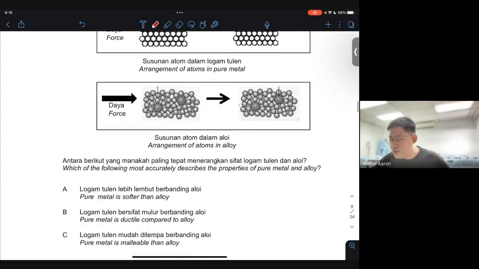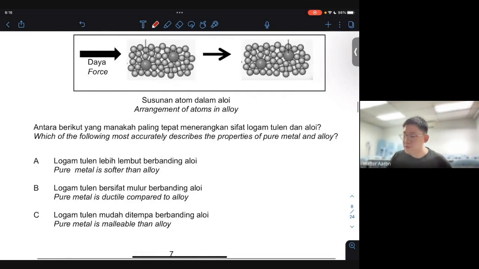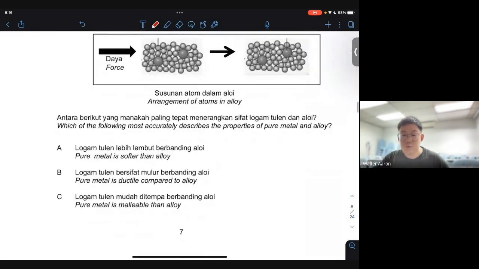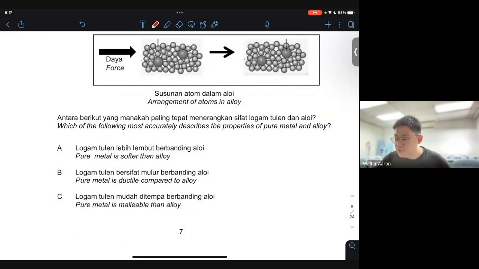Which of the following most accurately describes the properties of pure metal and the alloy? I would say the best answer to describe this particular situation will be B, which is that pure metal is ductile compared to the alloy. The rest of it is technically, in a way, true. Pure metal is indeed softer than alloy. Pure metal is more malleable than alloy. So all those are considered possible answers.